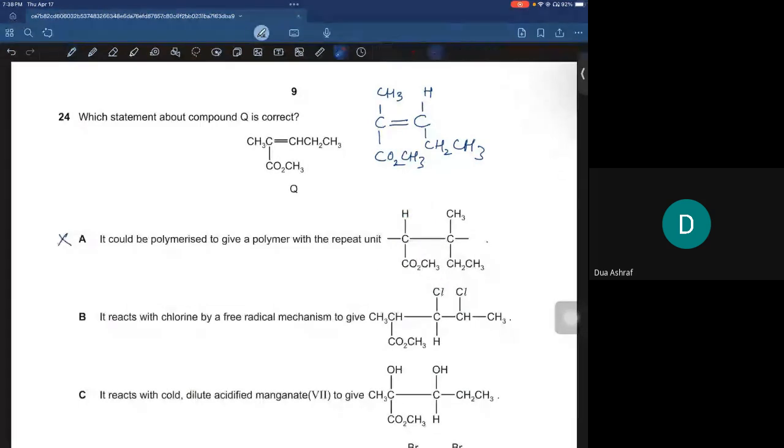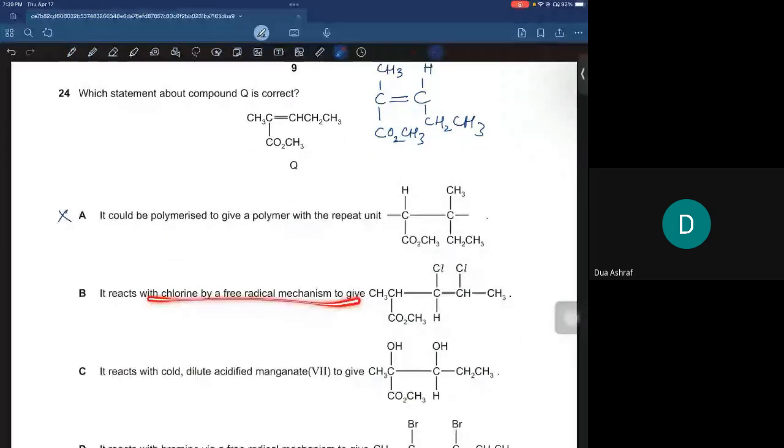Option C, option B: CO2, CH3 and CH3. Oh, okay. About compound Q, they are saying it reacts with chlorine by a free radical mechanism to give.